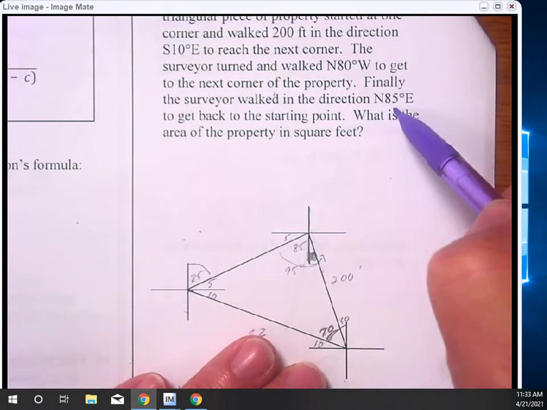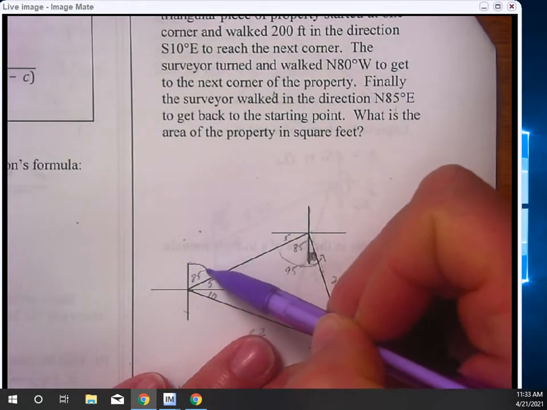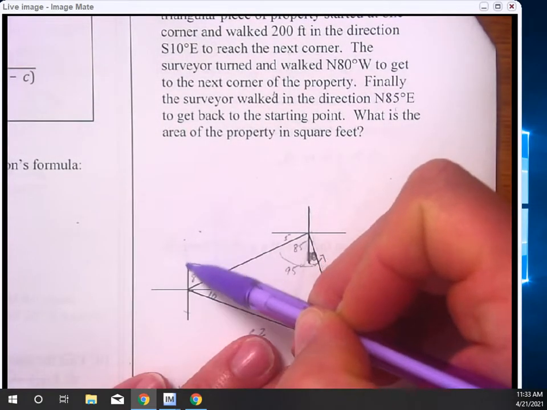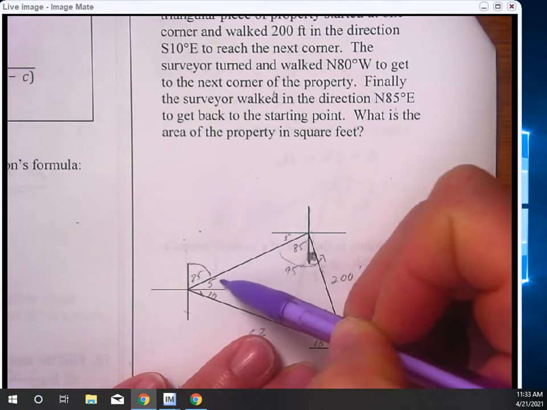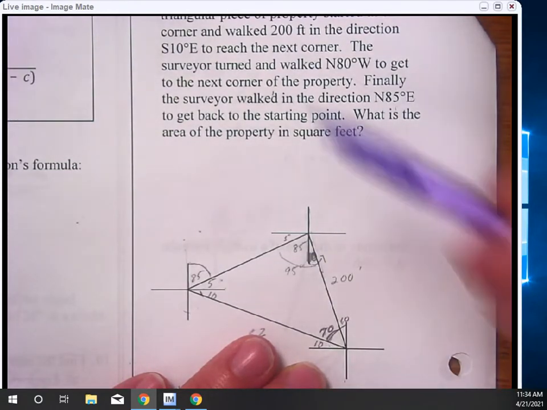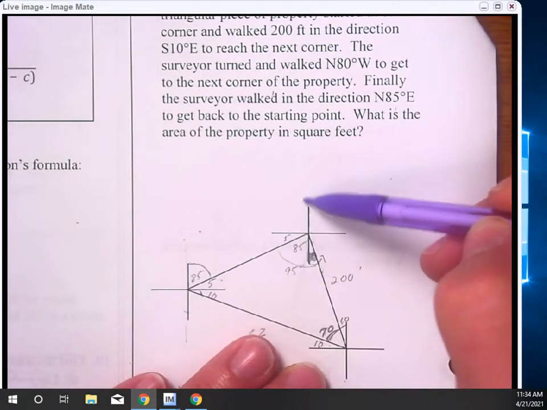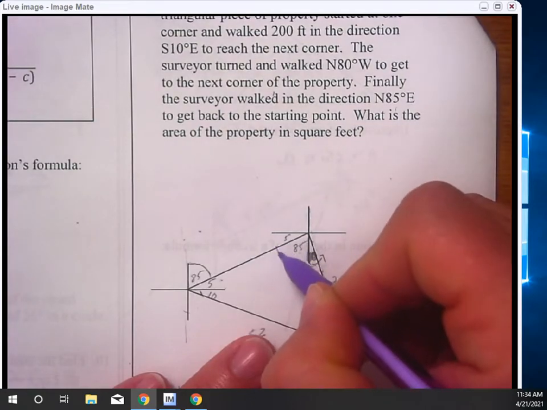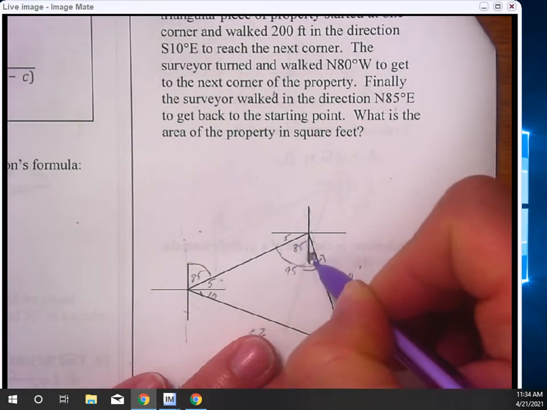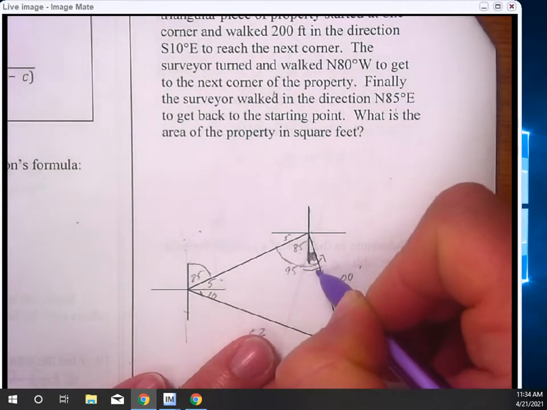85 degrees north, 85 east means this is 85 degrees here. From north to east is 90 degrees. So this little piece in here is 5. Parallel lines cut by a transversal tells me that this is 5, which means this is 85, which tells me that 85 and 10 means this entire center angle is 95.